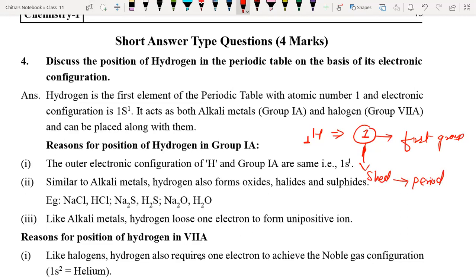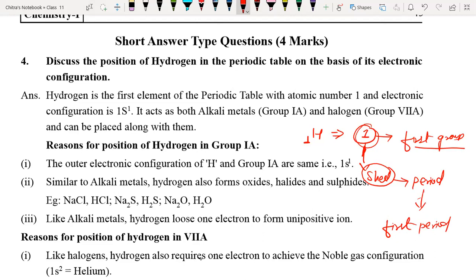Okay, so we have in the outermost shell one electron, that means it is present in first group, and the number of shells is only one over here. That's why it is present in first period. Okay, so the position of the hydrogen atom in the modern periodic table is first group and first period.